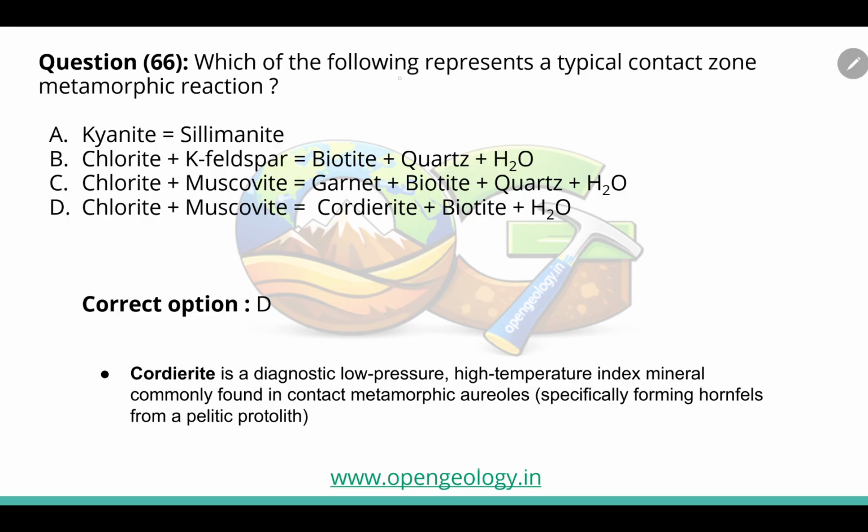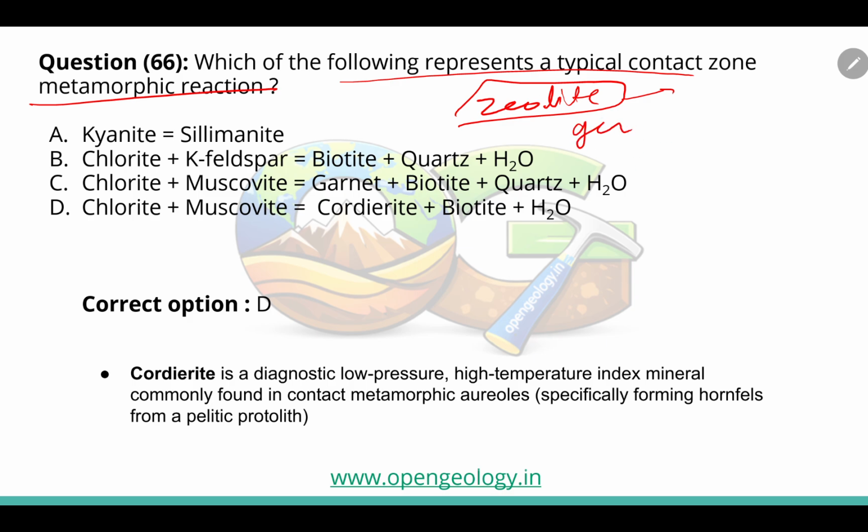Another question is, which of the following represents a typical contact zone metamorphic reaction? There are representative metamorphic reactions for each of the metamorphic zones. Like you have the zeolite phases, which have reactions found only in the zeolite phases. Then you have the greenschist phases, characteristic because of the green minerals. You have the amphibolite phases, and the last one is the granulite phases.